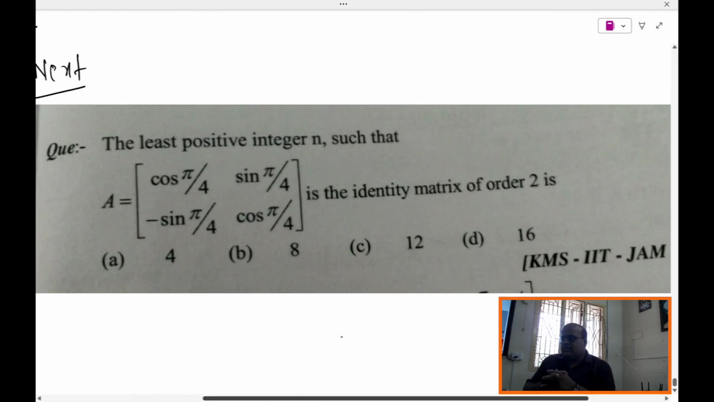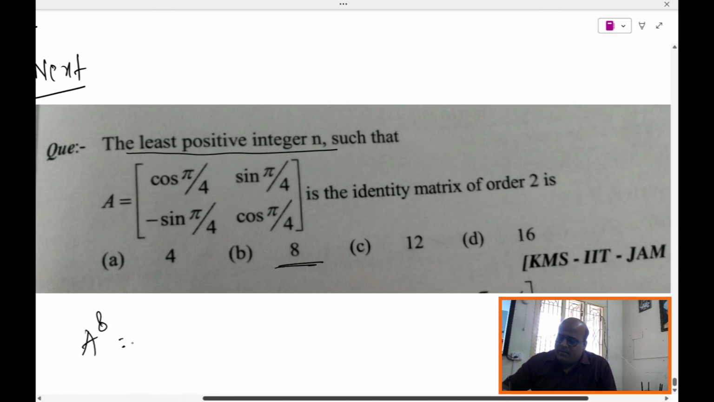Eight. Here least positive integer is told, so the least 8 only will come. Here A power 8 you will do, then every place will come. Here itself I can do. So every place 2 pi will come.